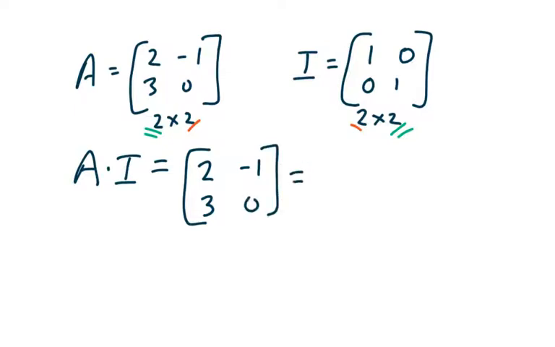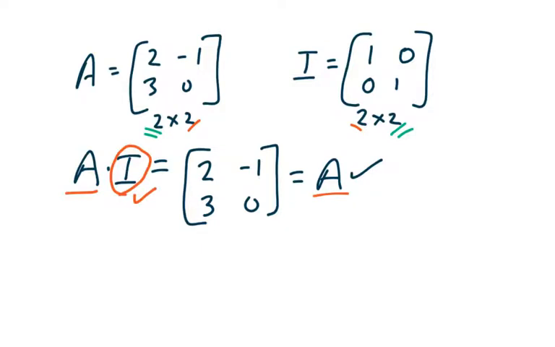Do you notice what we got out? Did you see? Yeah, we got A back out. So that means we took a matrix A, we multiplied by something, and we got A back out. Therefore, I is the identity, the multiplicative identity, but for matrices.